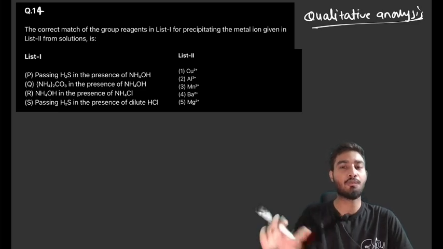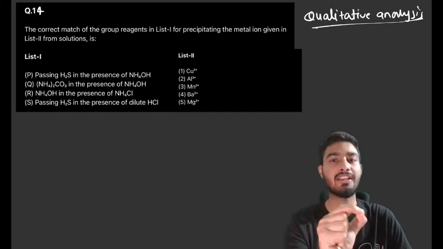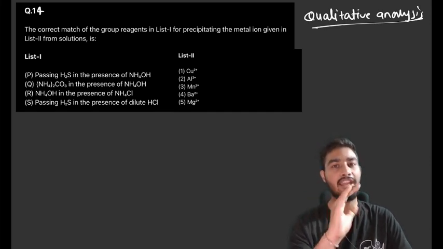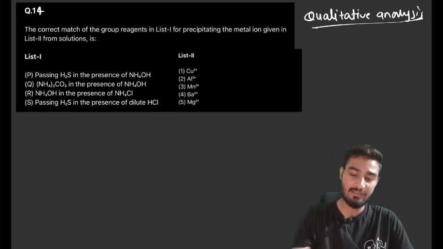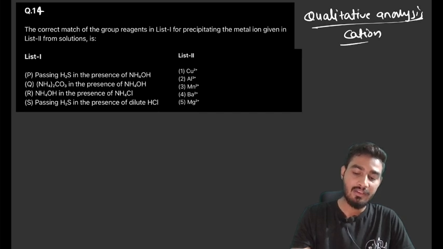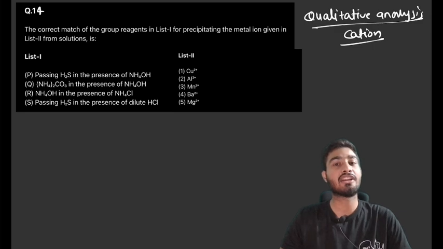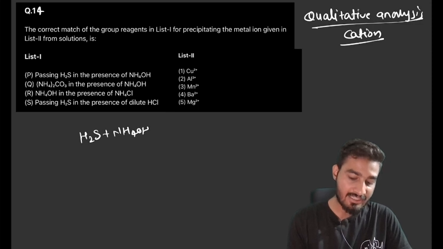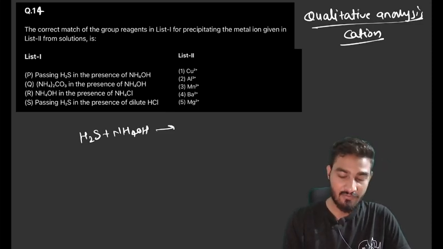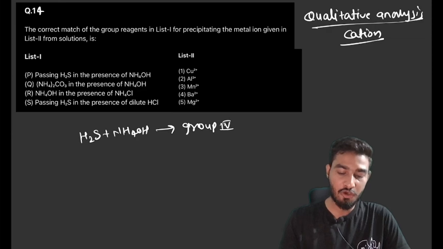For this question you just have to know which cation is in group first, which in group second, which in group third, and what the group reagent is for each. It is simple. Option number 1 is H2S and NH4OH, that is basic H2S, the group reagent of the fourth group, and for the fourth group only one cation is given, Mn+2.